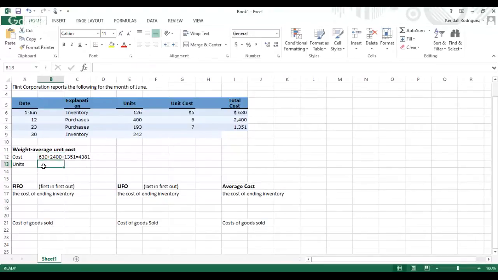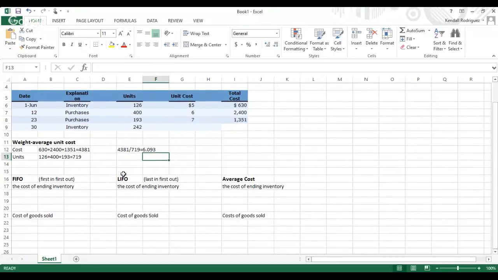And then with the units, we add up the units. We don't add the ending inventory because we didn't sell those per se. And then when you add these up, you get 719. And so then to find the average unit cost, we're going to do 4381 divided by 719. And that is going to come out to be 6.0931, but they just want 3 decimals, so we'll just do that. And so that's the answer for the first one.